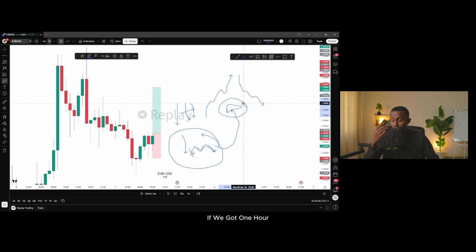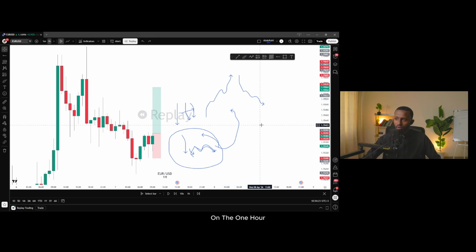For example, if we have understood on the 1 hour that we are targeting up or we are targeting down, then we can come to 1 minute and follow the same structure that we had identified on the 1 hour.